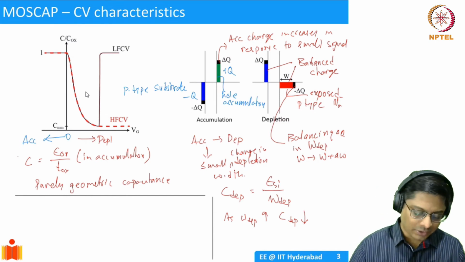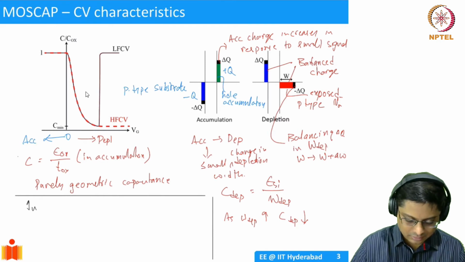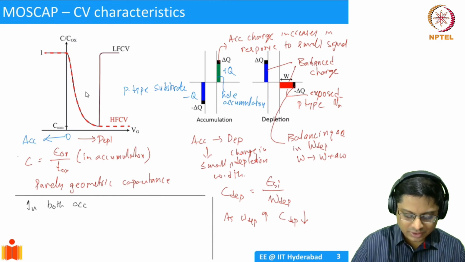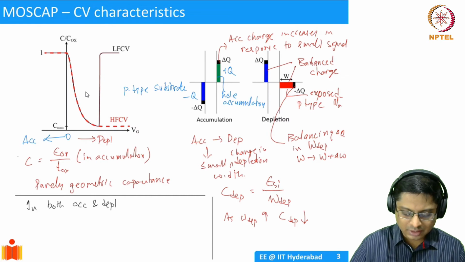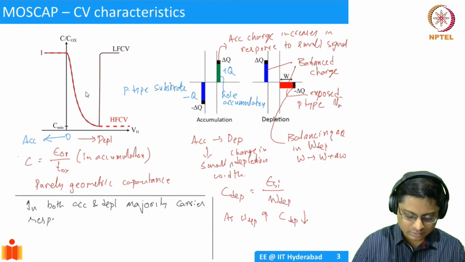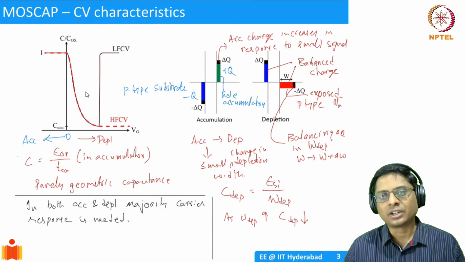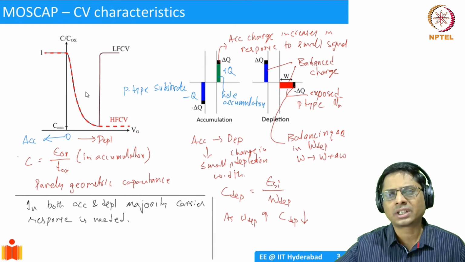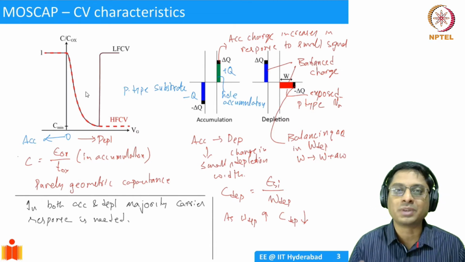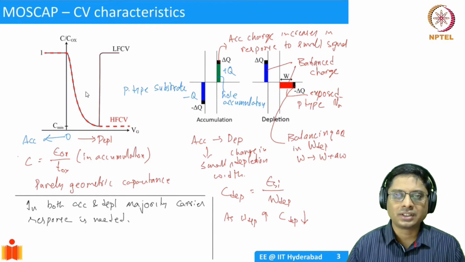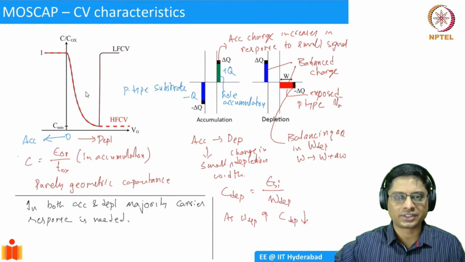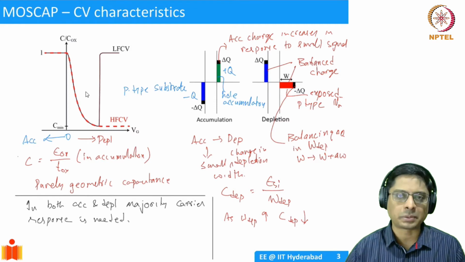One thing to note is that in both accumulation and depletion, majority carrier response is needed. In accumulation, it's simply the majority carriers, which are holes in this case, are going to accumulate. In the depletion, we're going to push away the majority carriers. So it is still the majority carrier response.